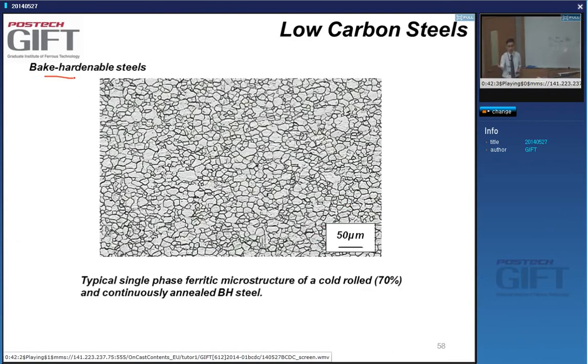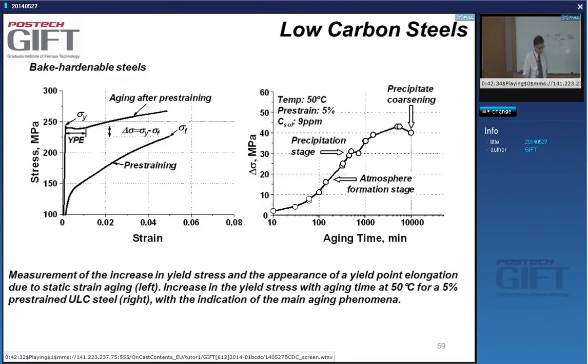If you look at a bake hardenable steel and a non-bake hardenable steel, the microstructure is exactly the same. I mean, obviously, what makes a bake hardenable steel bake hardenable are ppm levels of carbon, so you're not going to see this in the microstructure. So this is an example here of a bake hardenable steel, typical ferrite grains.